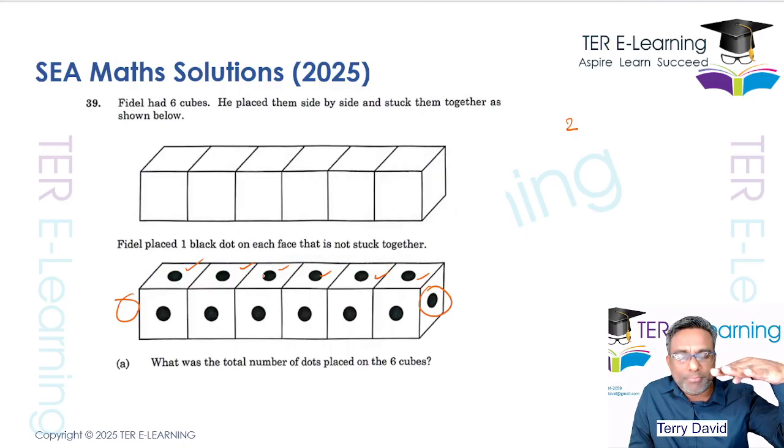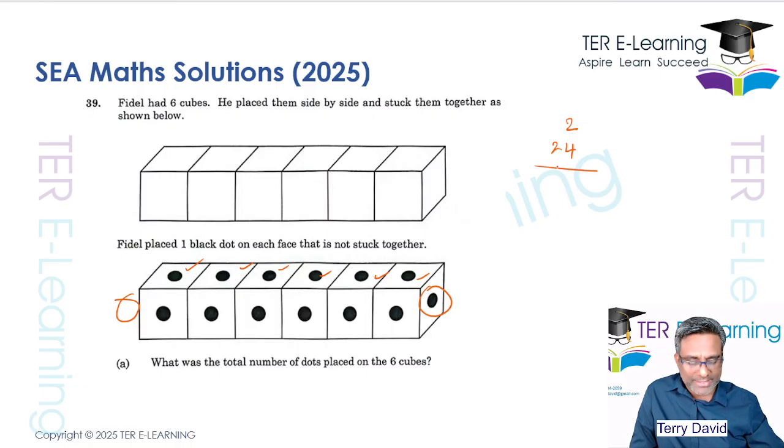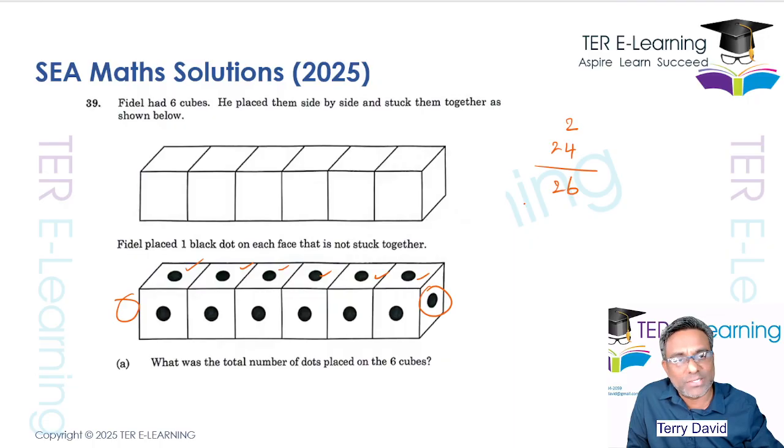Then we have 1, 2, 3, 4, 5, 6 cubes. But you have a dot on top, below, to the back, and to the front. So that's going to be 6 by 4, which is 6 4s are 24. So the total number of dots in this case will be 26 dots.